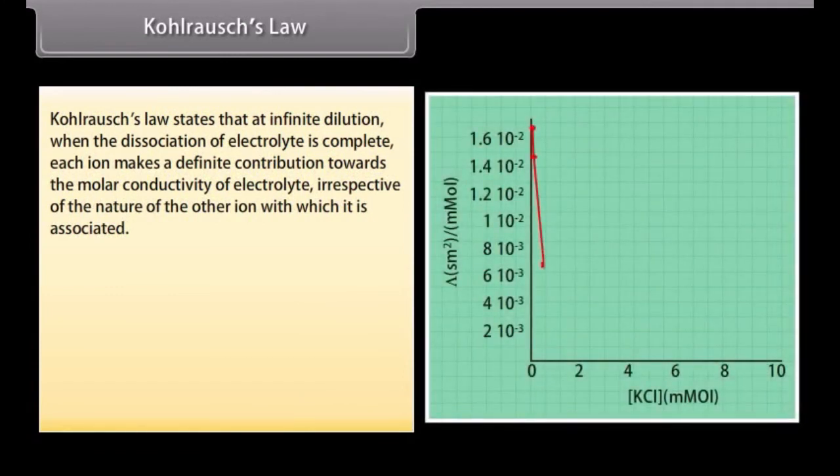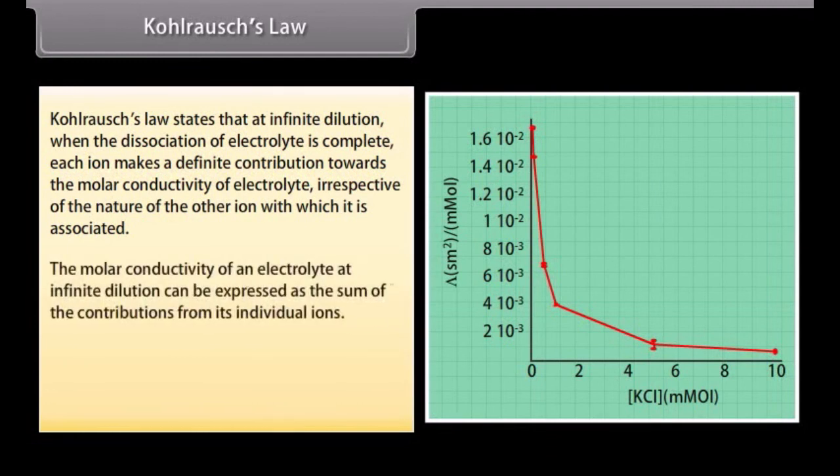Kohlrausch law. Kohlrausch law states that at infinite dilution, when the dissociation of electrolyte is complete, each ion makes a definite contribution towards the molar conductivity of the electrolyte, irrespective of the nature of the other ion with which it is associated. The molar conductivity of an electrolyte at infinite dilution can be expressed as the sum of the contributions from the individual ions.